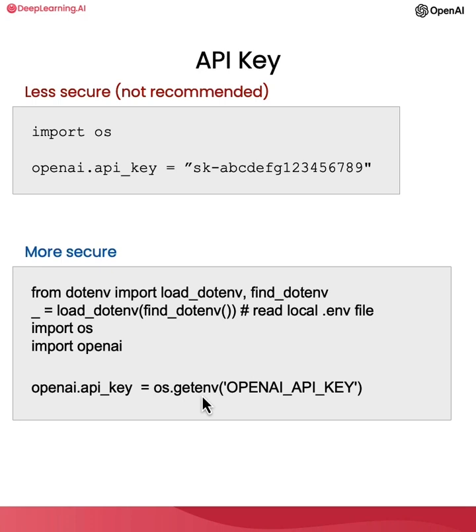So this is a relatively more secure and a better way to access the API key. And in fact, this is a general method for storing different API keys from lots of different online services that you might want to use and call from your Jupyter Notebook.